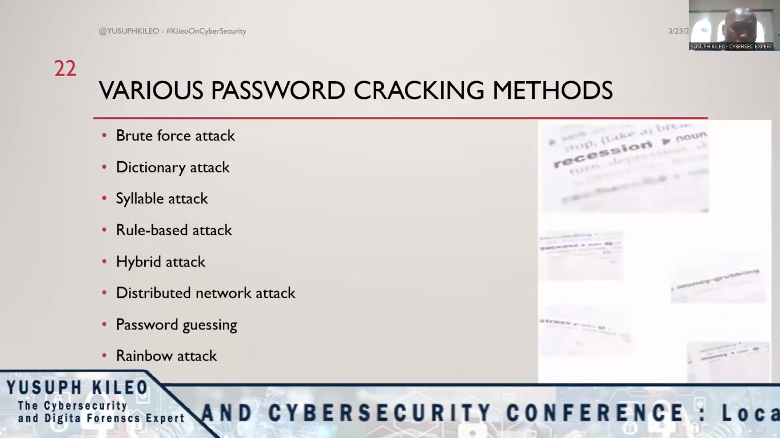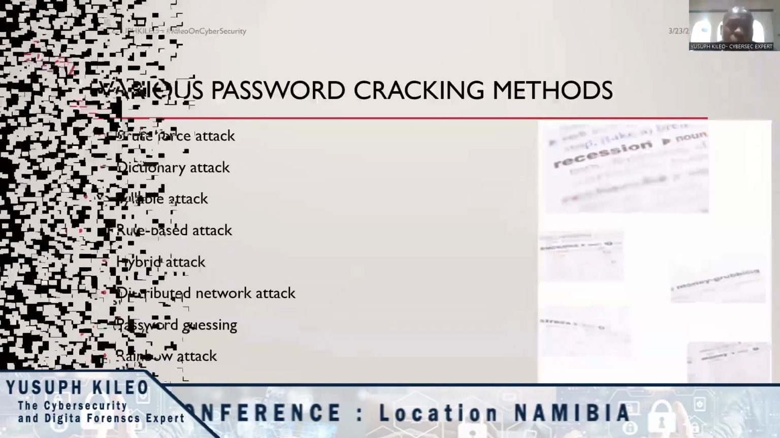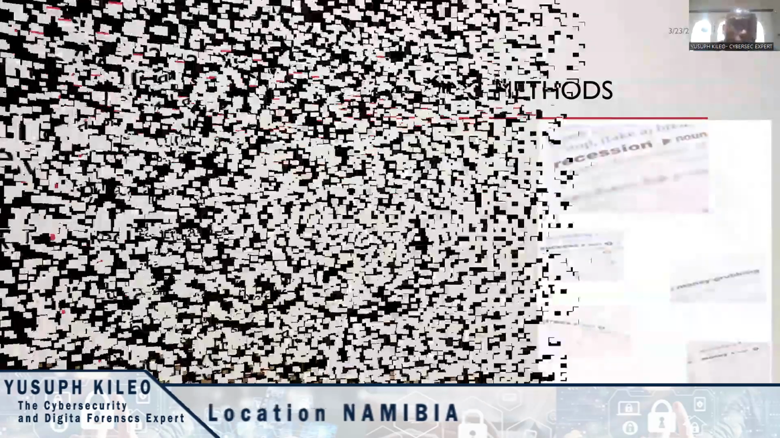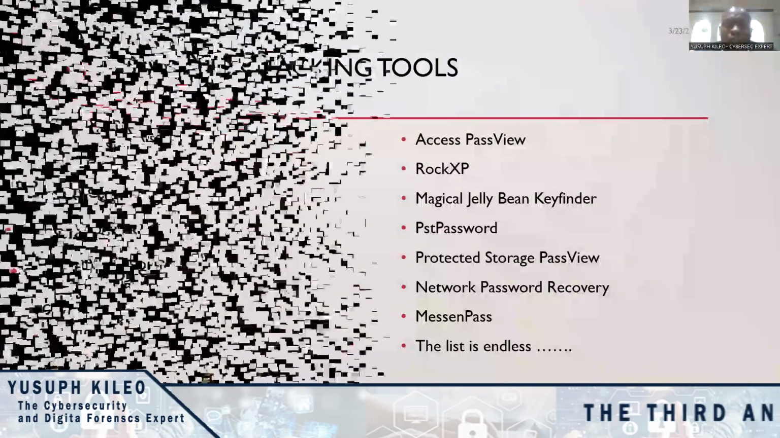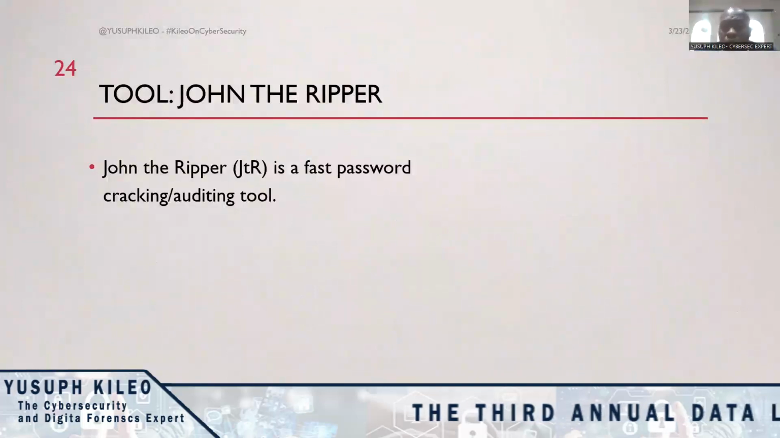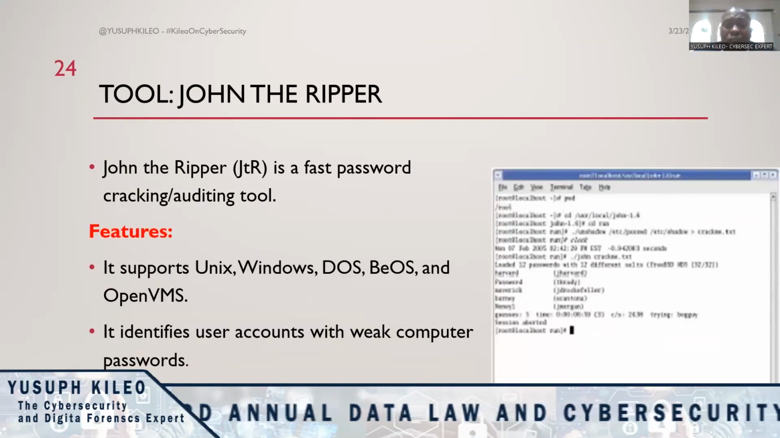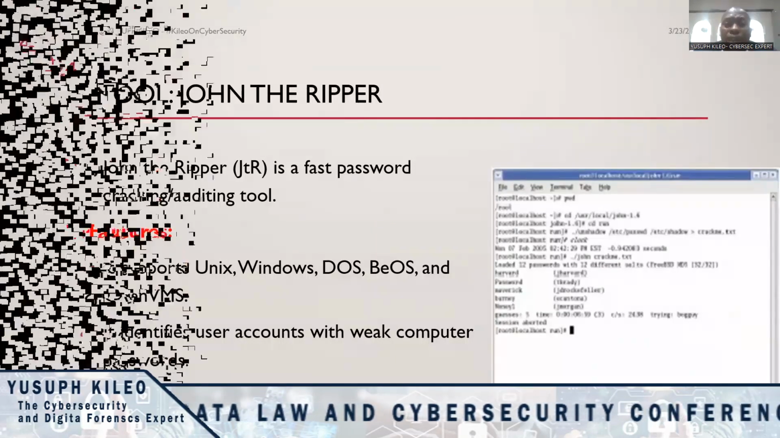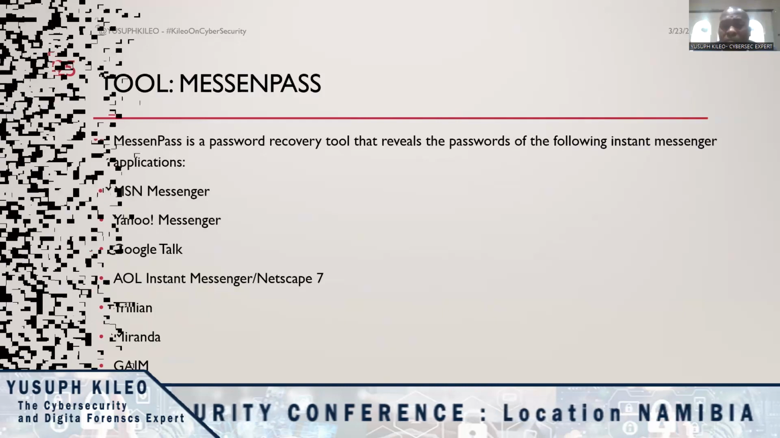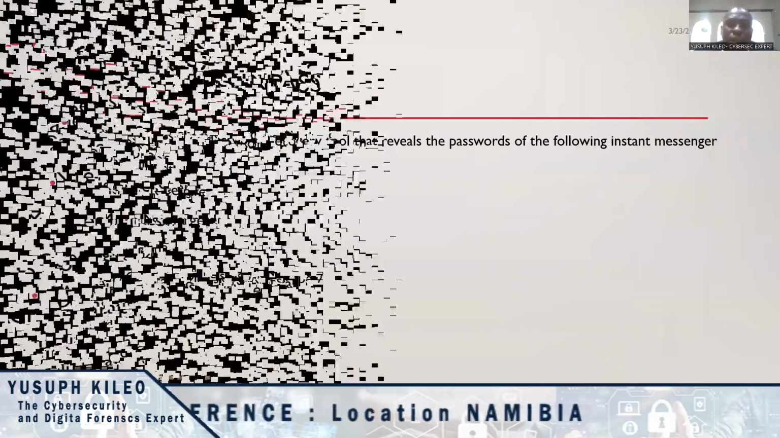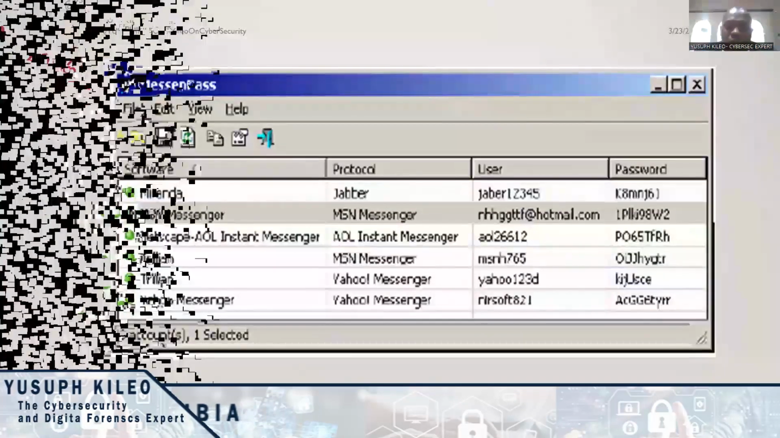We have various methods to hack people's passwords. I don't want to touch on that at length; you're going to get the presentation. We have brute force, dictionary attack, and so on. We also have cracking tools, many available today, and the list is endless. In my presentation, I looked at two or three of them. John the Ripper is mostly used to audit passwords, to find which ones individuals can easily crack or which are weak. Then we have Cain and Abel, and also Messen and Pass that can crack different messengers and get people's passwords. As you can see from the picture here, different passwords can be obtained clearly, and they can even tell you which messenger you're utilizing.